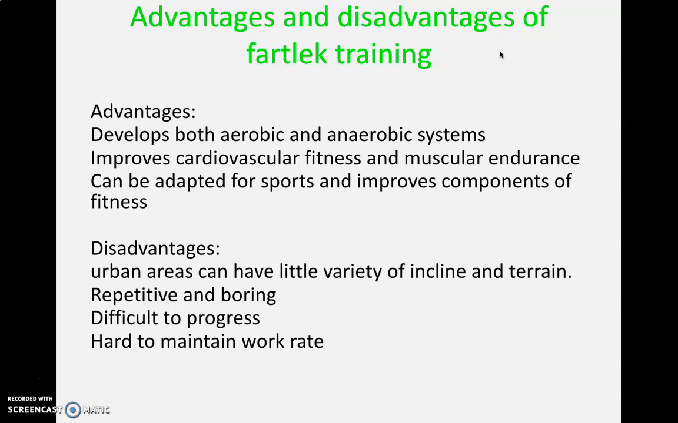It can be quite repetitive and boring, difficult to add progressions in, and it's hard to maintain a work rate because you're constantly changing intensity, and that's really tiring. So they're the advantages and disadvantages.